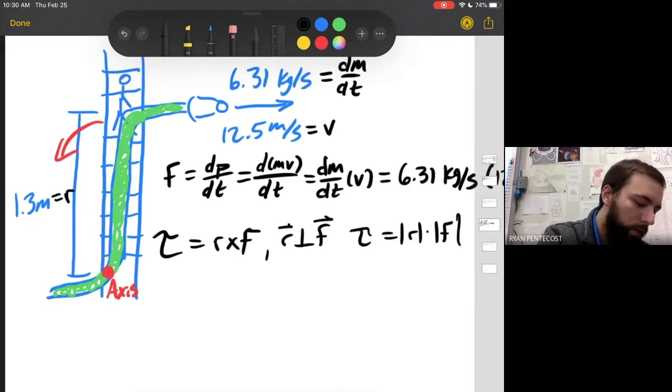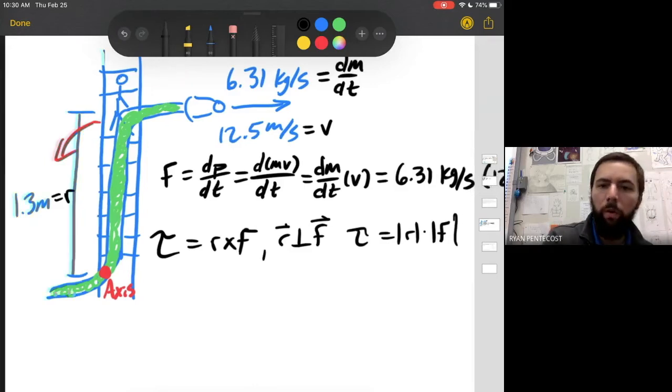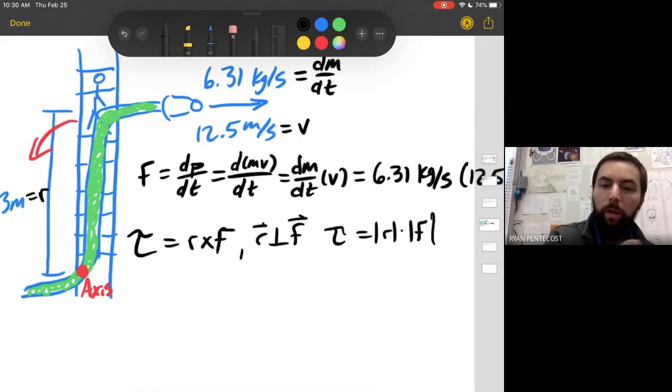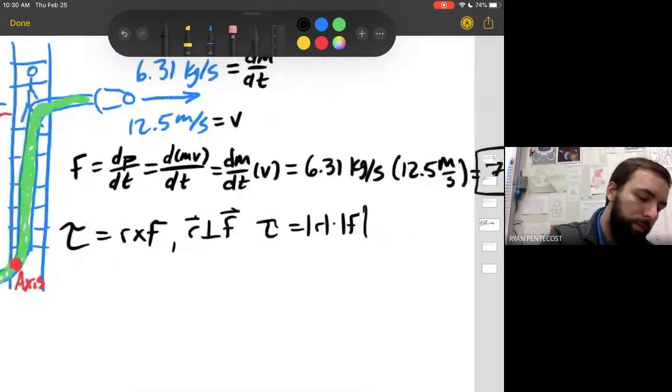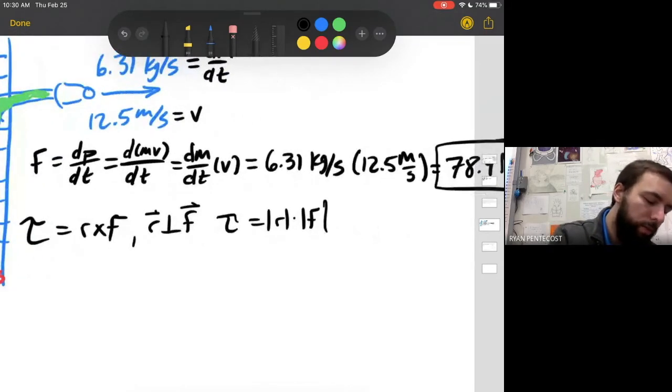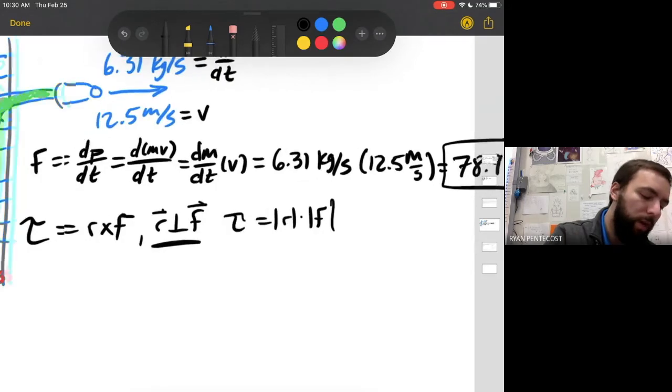But our radius would be along the vertical. The force is along the horizontal. It actually says that he is directing the nozzle of a hose horizontally. So that is said. And then we know the hose is going down vertically. So with this assumption here, we can just multiply the radius by the force.